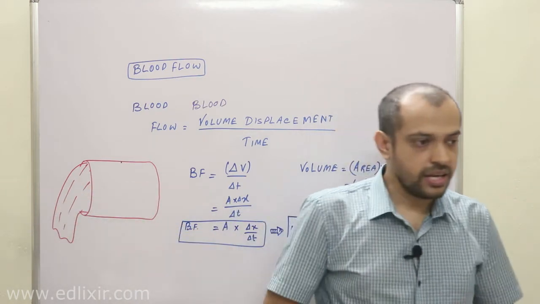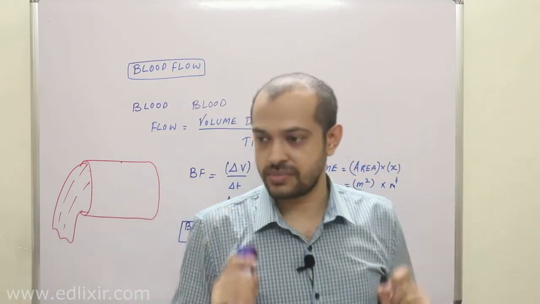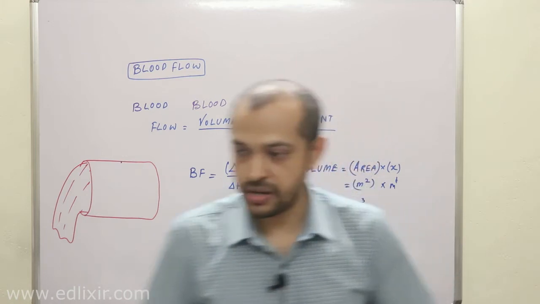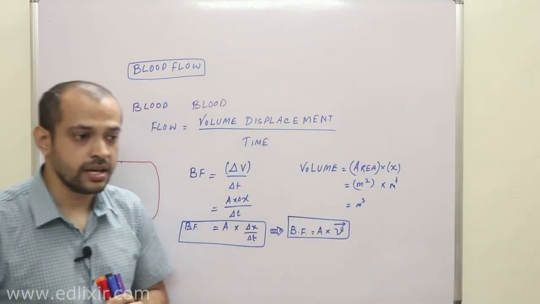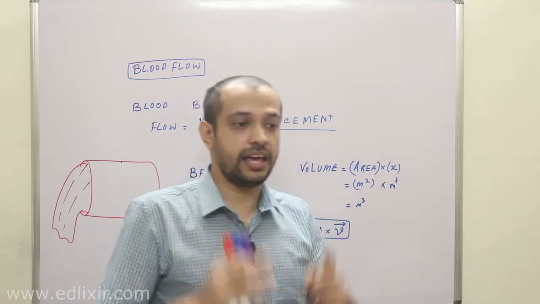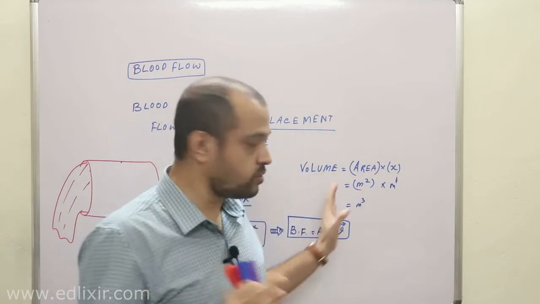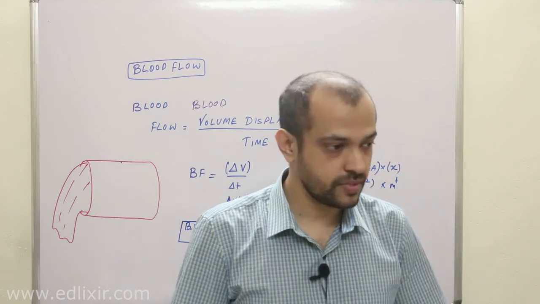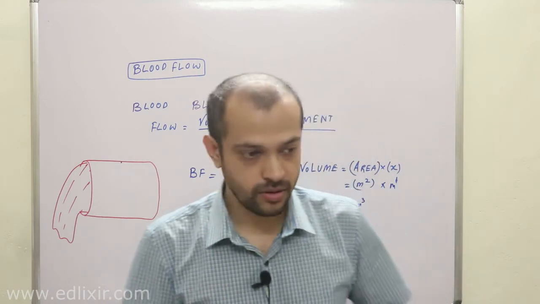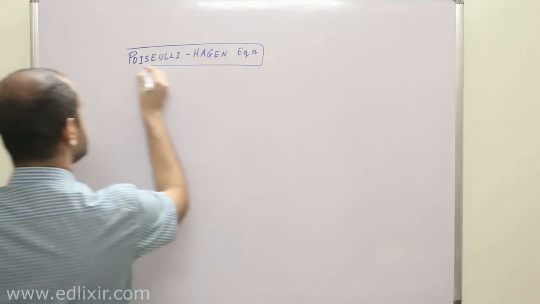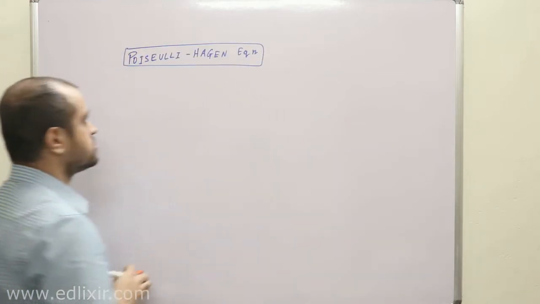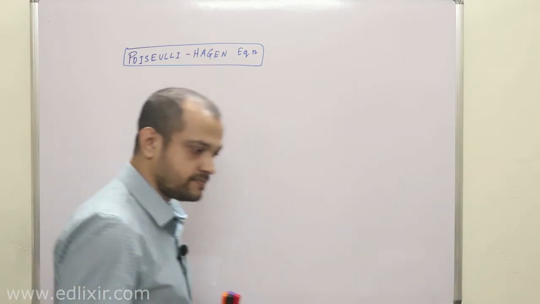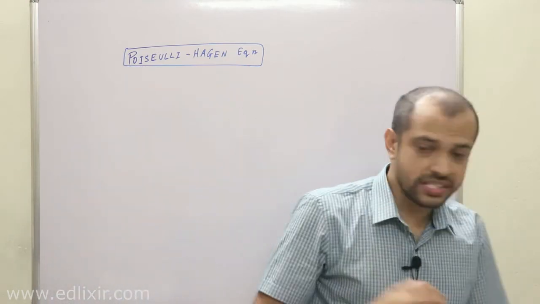Okay, but if you really want to introduce these terms, then you will have to introduce an equation in this whole thing. This is known by the name of Poiseuille-Hagen ratio, or Poiseuille-Hagen formula. What is the Poiseuille-Hagen equation? Now listen with all your attention. The Poiseuille-Hagen equation is an equation which defines blood flow.